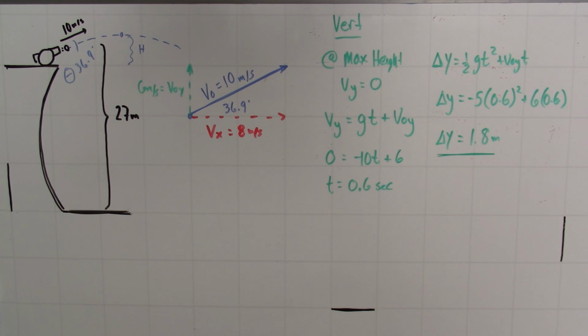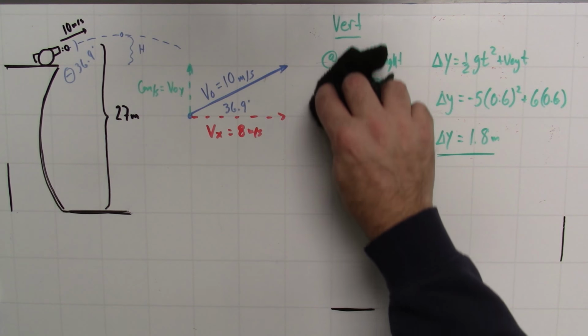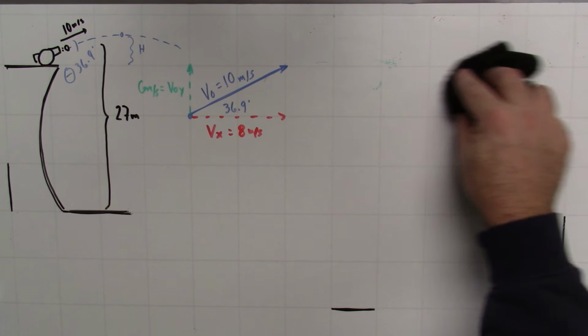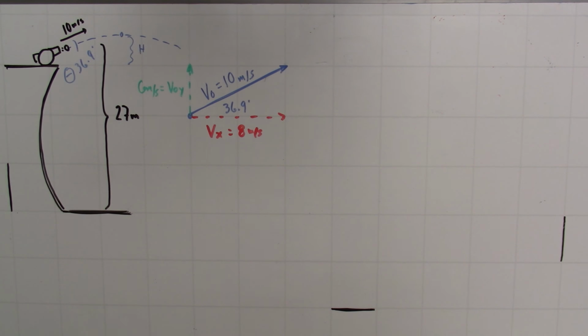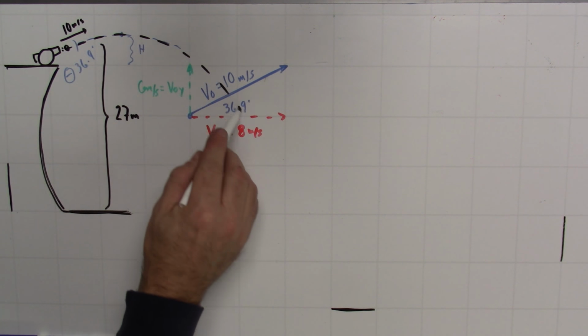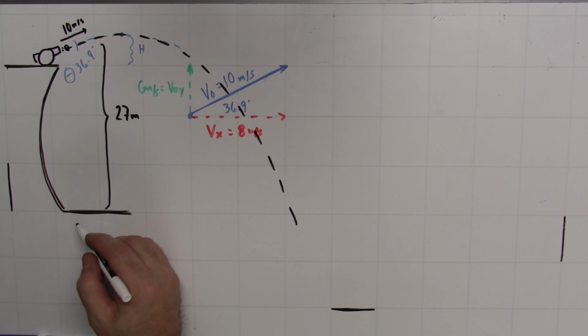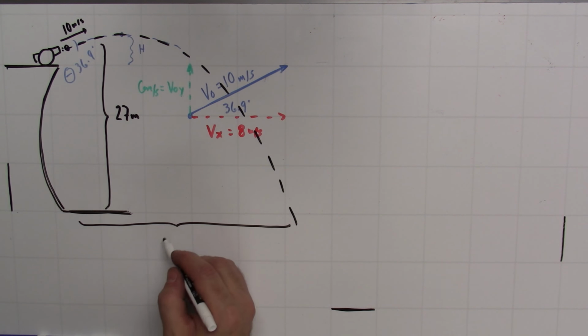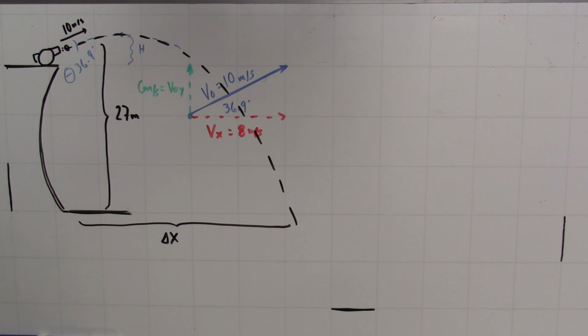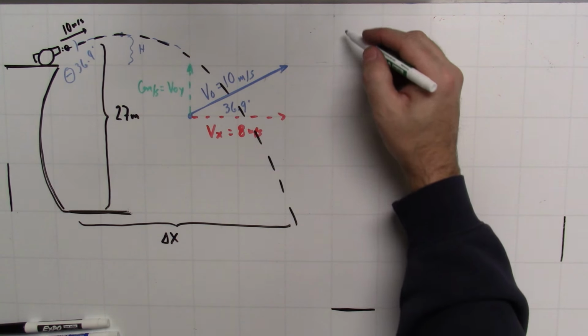The last question says, at what horizontal distance will the ball hit the canyon floor? Well, in order to do that, we have to use both the horizontal and vertical components. Here's my ball, it's going to go out and come down, right? We need to figure out the horizontal displacement, which we'll call the change in the horizontal position. We allow this problem to exist in both the horizontal and vertical parts. So let's do the vertical first.